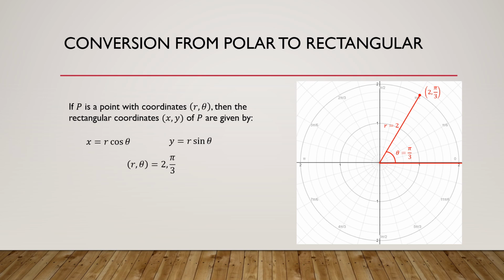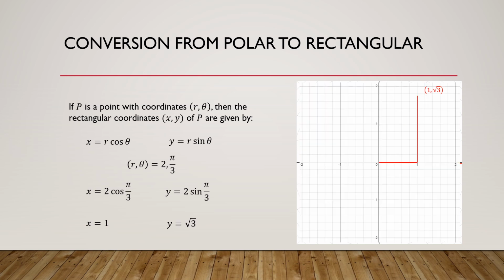In this case, x is equal to 2 cosine pi over 3. Cosine pi over 3 is 1/2, so x equals 1. y is equal to 2 sine pi over 3. Sine pi over 3 is equal to the square root of 3 over 2. So in this case, y is equal to the square root of 3. On the rectangular coordinate system, the same point can then be plotted as (1, square root of 3).